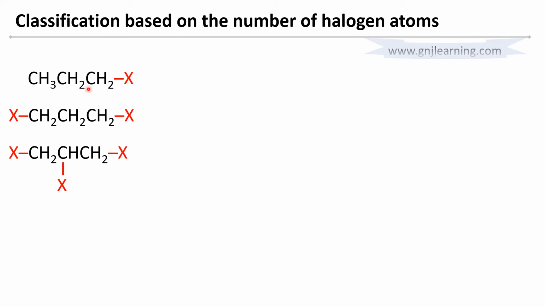The classification now, as we saw from the topic, is based on the number of halogen atoms. In the first propyl compound, we have only 1 halogen. So we call it monohalopropane, or in general terms, you can call it monohaloalkanes. Clear? In the second one, we can see we have 2 halogen atoms.